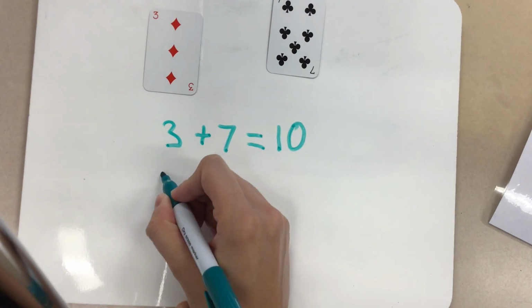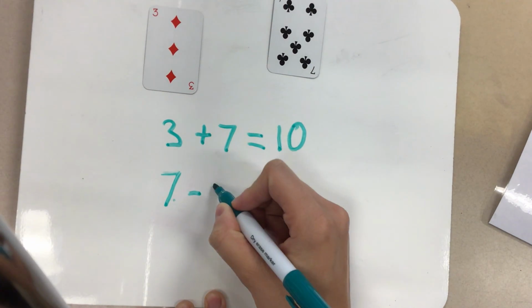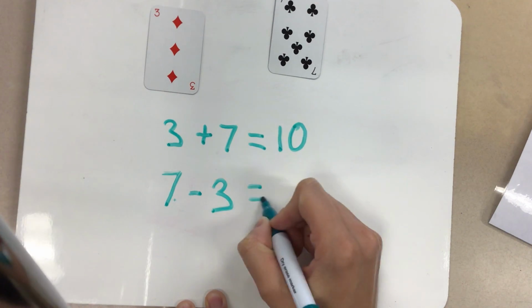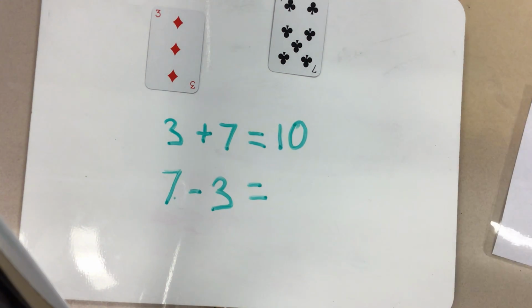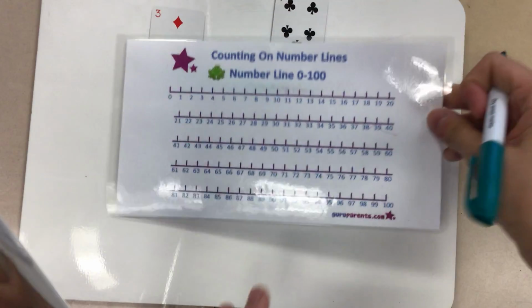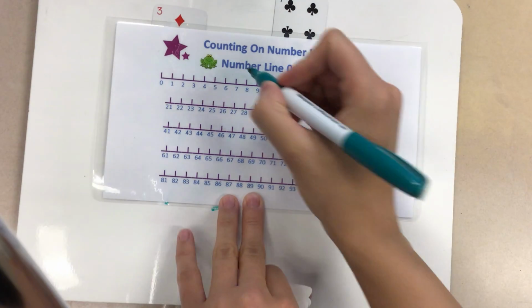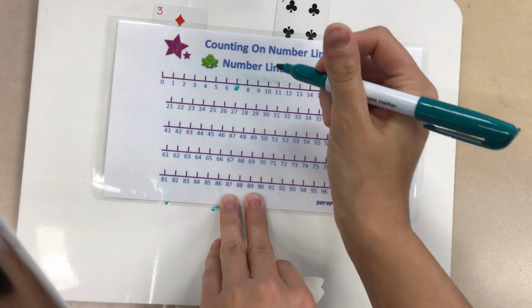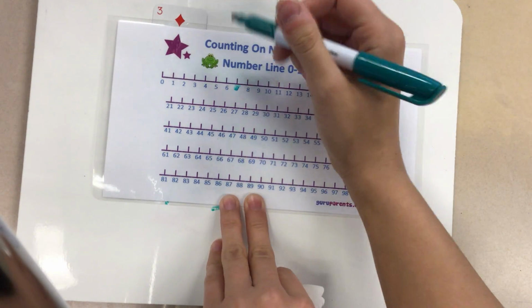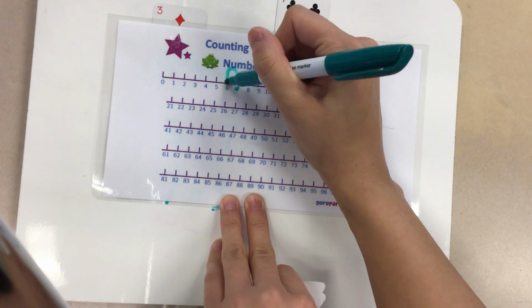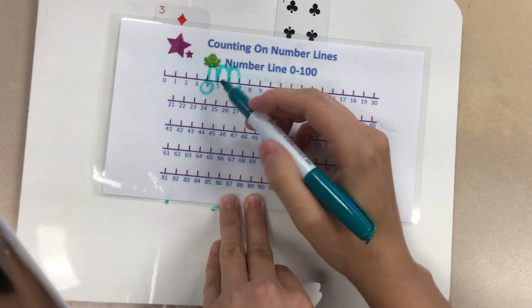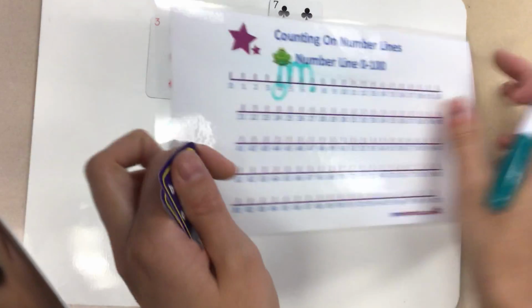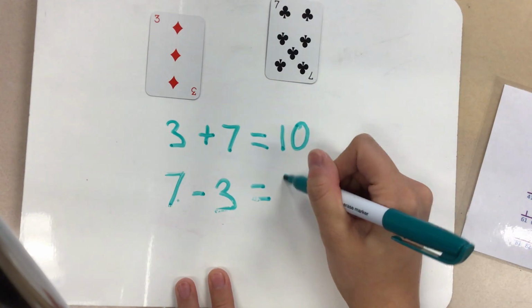So we are going to do 7 take away 3 equals something. Again, I can either use my manipulatives or my number line to figure out my problem. I'm going to use my number line today. So now I start at 7 and I'm going to count backwards 3 numbers. We go 1, 2, 3, and look, our answer that we have landed on is 4.